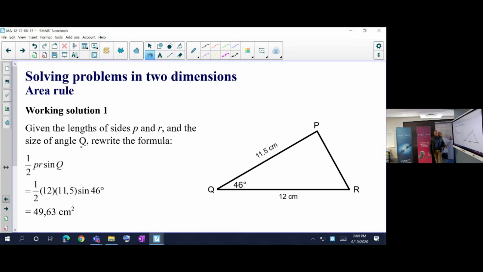49.63. And remember, the units for area is centimeter square or square centimeter. It can also be, depending on what measurement we are using, if these were meters, it will be meter square. If these were millimeters, millimeter square.